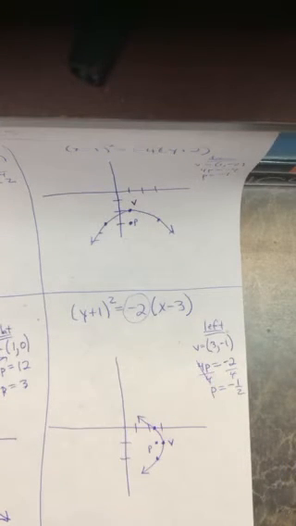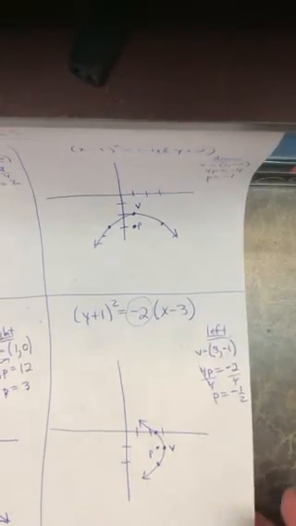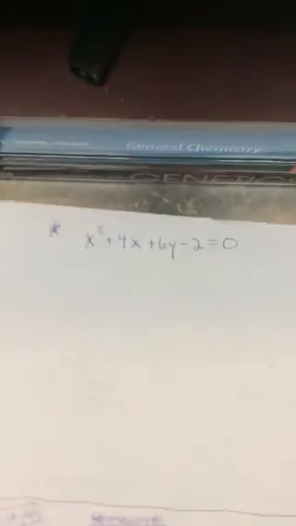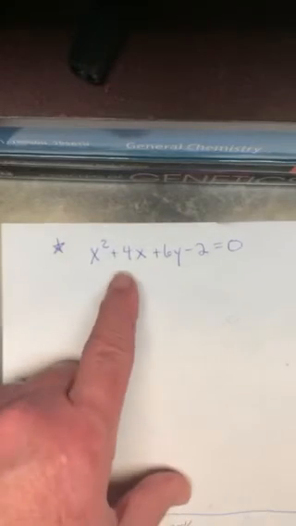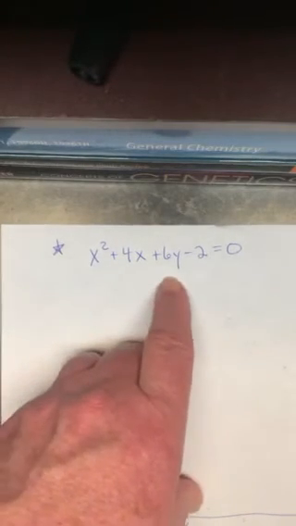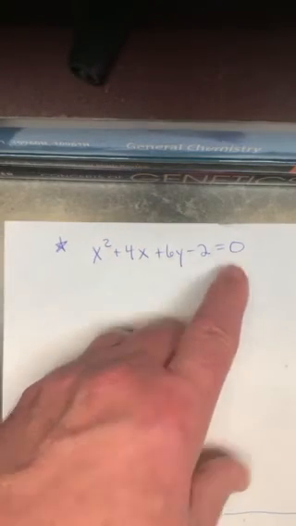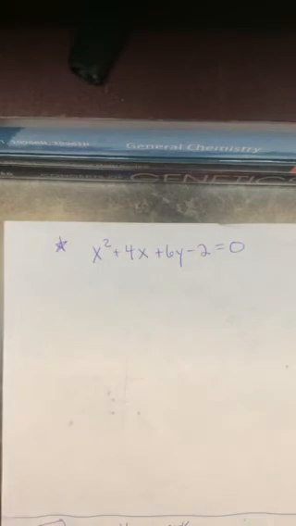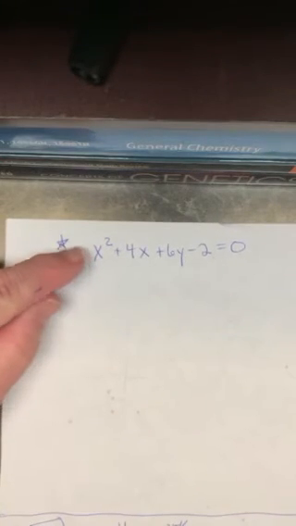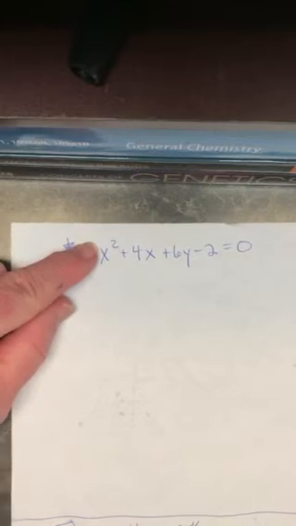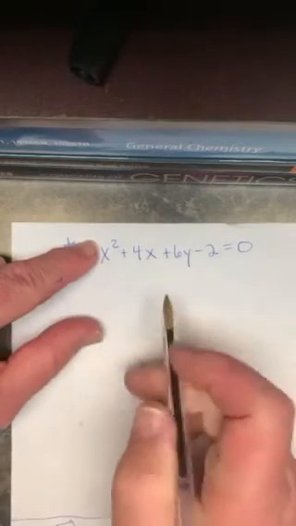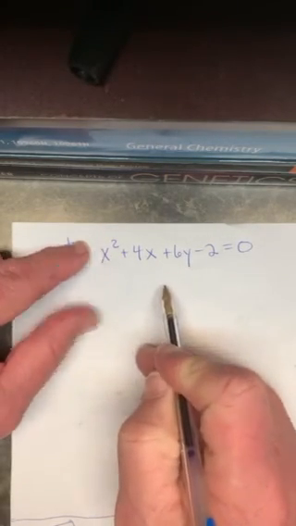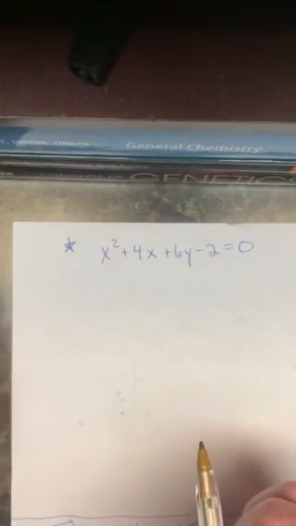Okay? And just like we've ended the last 3 days of notes, I've got a problem here on the back. X squared plus 4x plus 6y minus 2 equals 0. That is not in standard form. When is a parabola in standard form? Remember, it's in standard form when the squared value is isolated by itself.